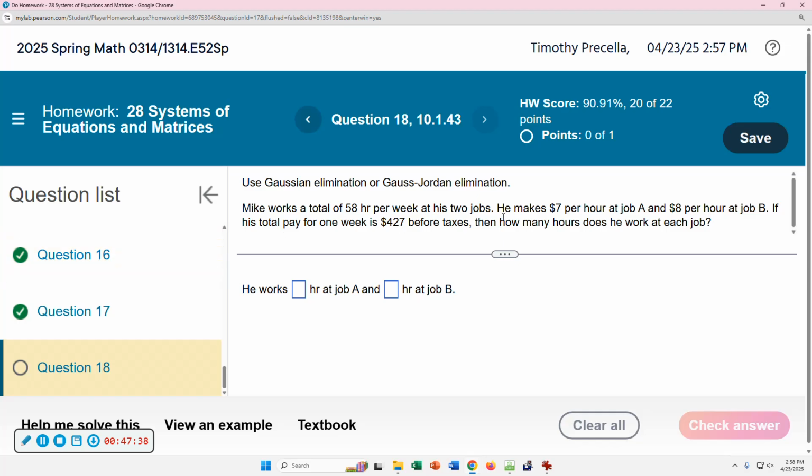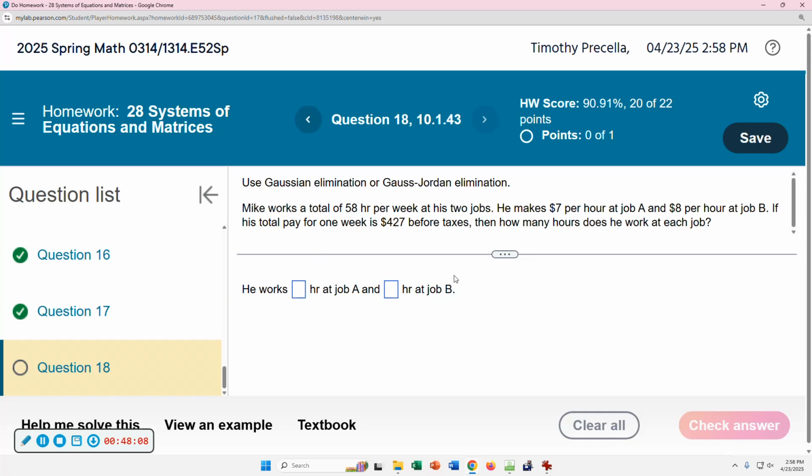Here, this is sort of a downbeat problem. Mike works a total of 58 hours per week at his two jobs. He makes $7 per hour at job A and $8 per hour at job B. If his total pay for 1 week is $427 before taxes, then how many hours does he work at each job? I remember this problem once. He was working 84 hours a week. Oh, I felt so sorry for poor Mike.